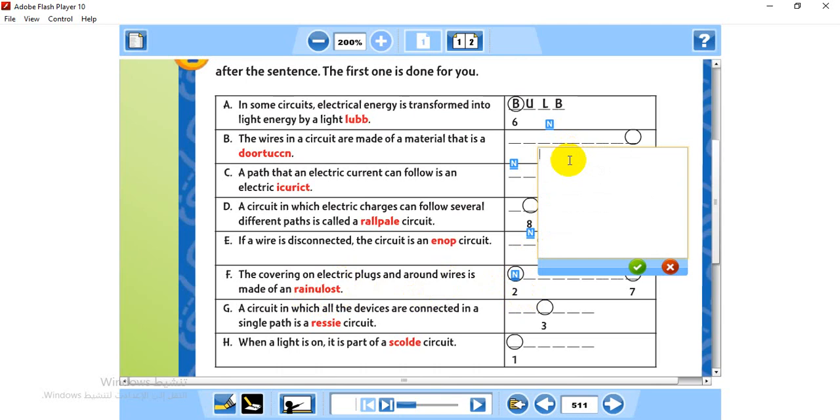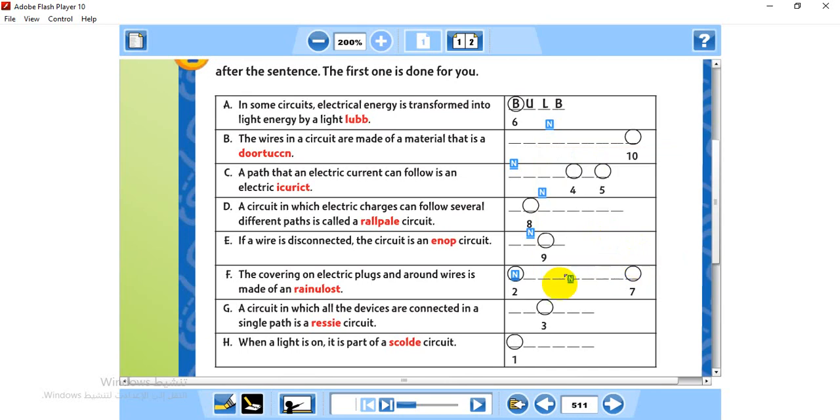We have in the definition F we have to write what here? Insulator. Okay, let's go to the next one.